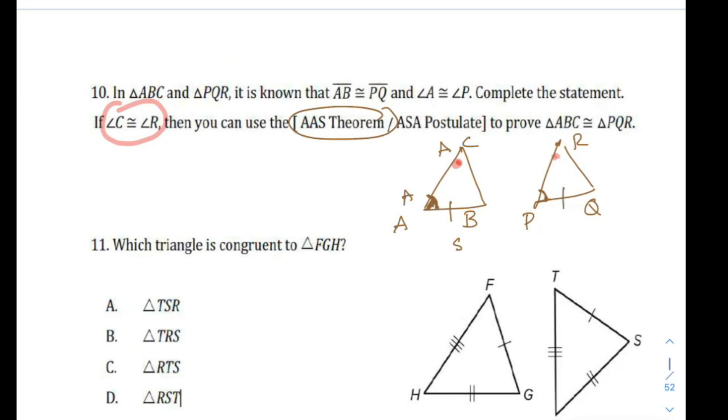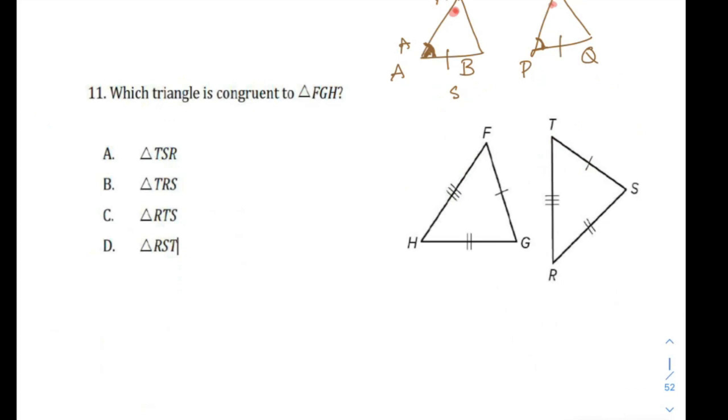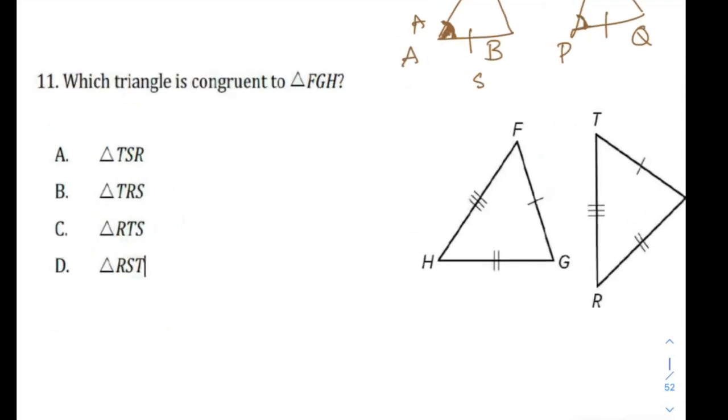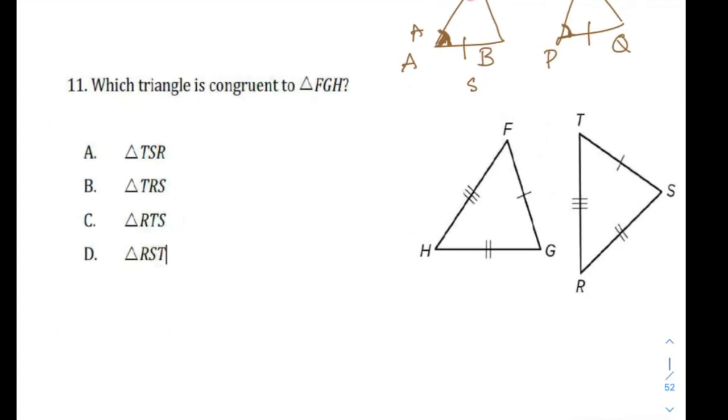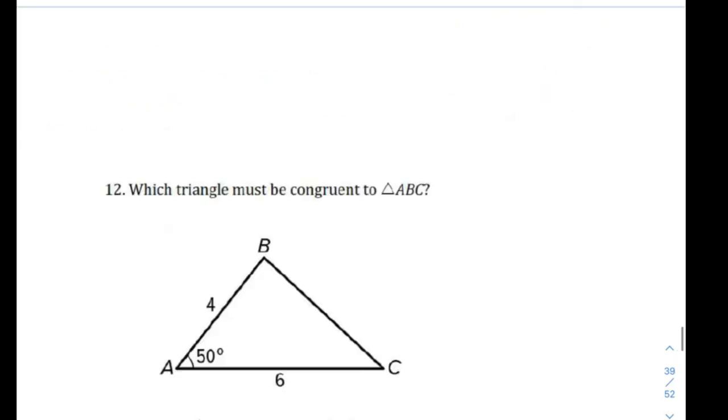Which triangle is congruent to triangle FGH? In order, FGH means FG should be congruent to TS. Right? So we have to start with TS. So FG corresponds to TS. Now compare the sides; the corresponding sides should be congruent.